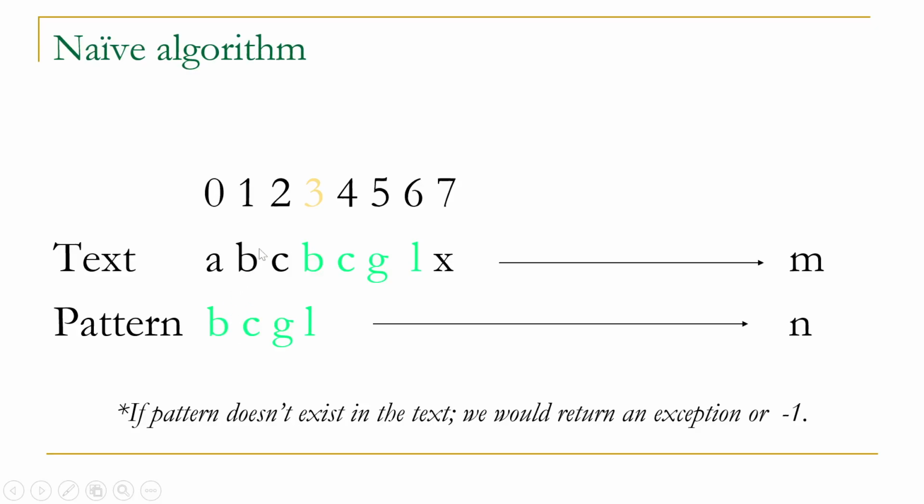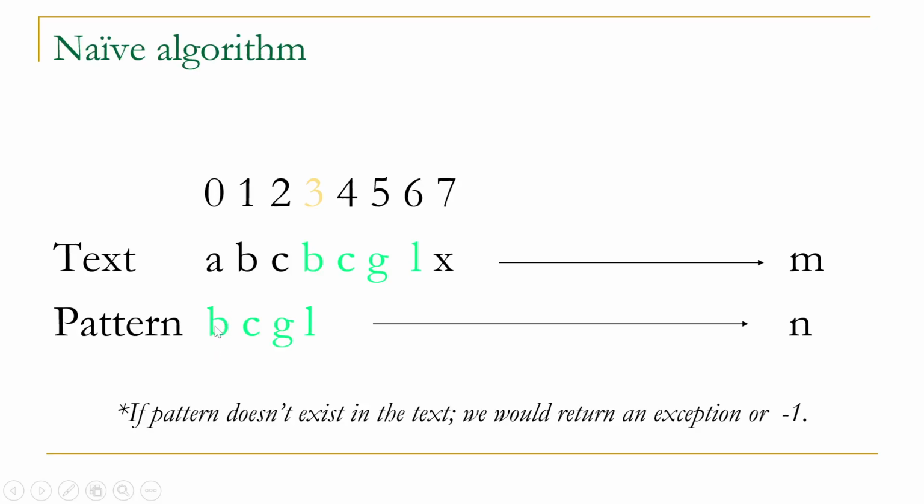Then we see b and b, which is matched, and then increase both text index and pattern index, where c and c is matched. Again we increase the index of text and pattern, where we find b and g, which is a mismatch. Then we again backtrack the text index, which is c, and c.